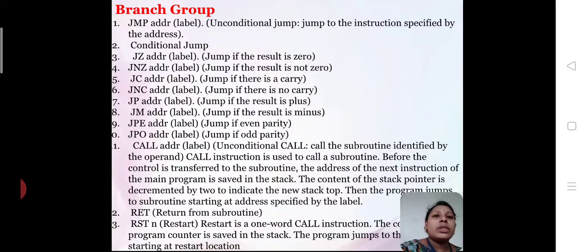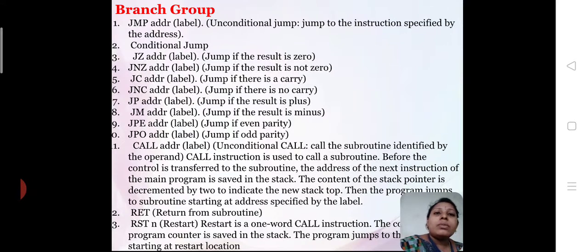Next, the branch group instructions. Branch group instructions come under jump, call and return instructions. Jump address means unconditional jump: jump to the instruction specified by the address. We give a jump with some address and it moves to that instruction only. Jump can be unconditional or conditional, and there are two types of conditional jumps.